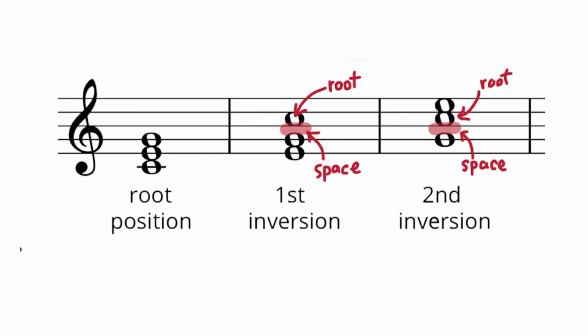One note at the bottom, then that gap of a fourth, and then the two above it. And you can see where the root note is highlighted in each of these two. In the root position, it's just at the bottom. In the first inversion, that root is the highest note. In the second inversion, the root is then the middle note.